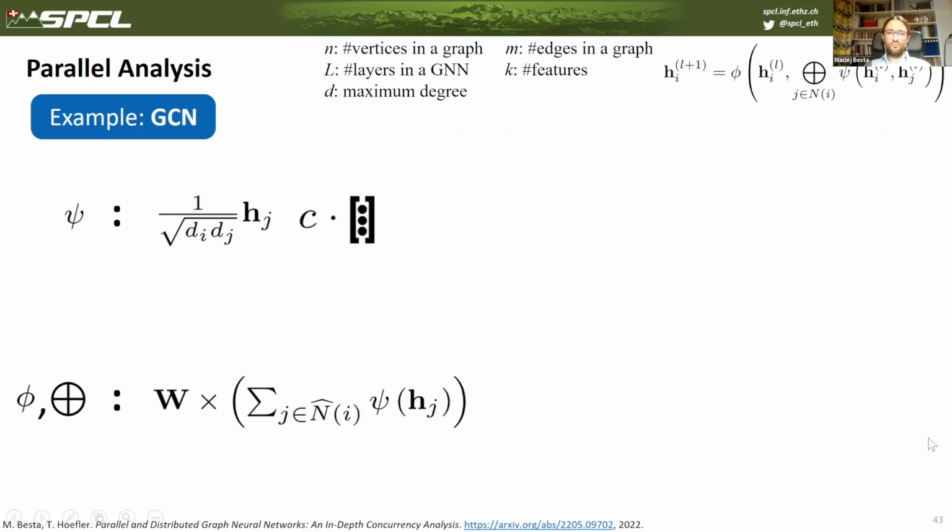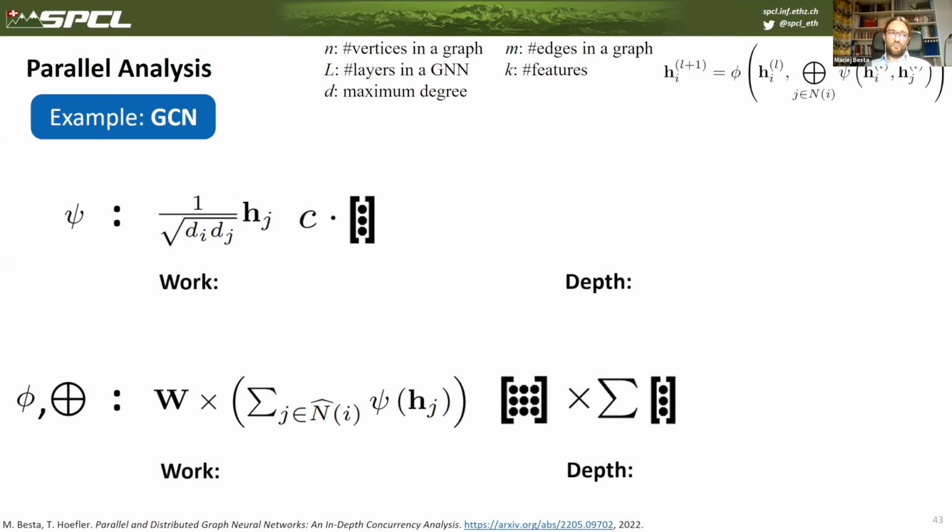Right. So here really the fundamental compute pattern is doing some summation of the dense feature vectors, summation that may span up to d different vectors, right? So we may be summing up to the maximum degree number of such vectors, and the outcome is multiplied by a dense matrix of dimensionality k times k.